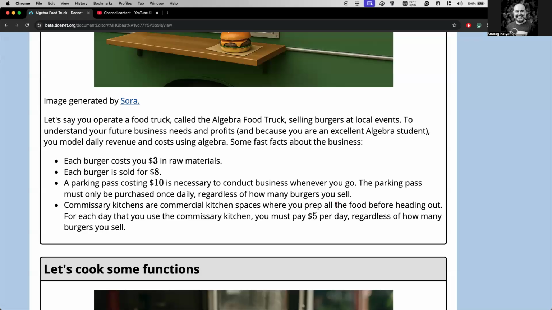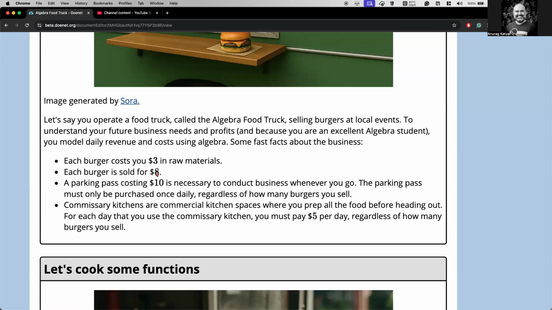Is there an element of something that is fixed and something that is changing? What here is going to change? The number of burgers being sold, but consequently how much money it's going to cost you, right? Because if I only make one burger, what's the cost in raw materials? What if I sell or make 10 of them? So doesn't the cost change based on how many burgers I sell?